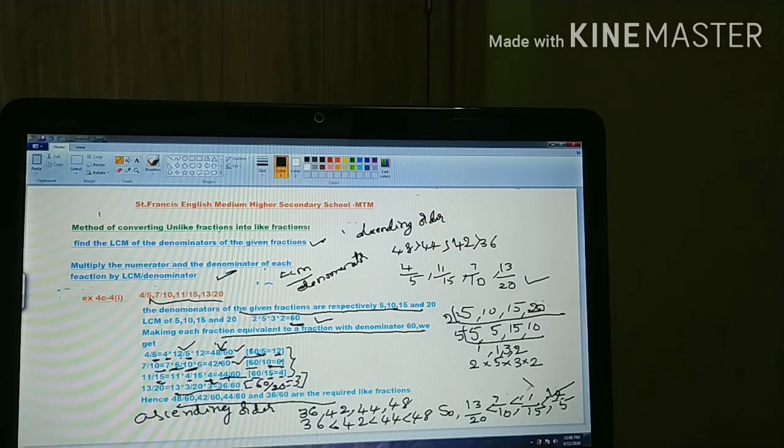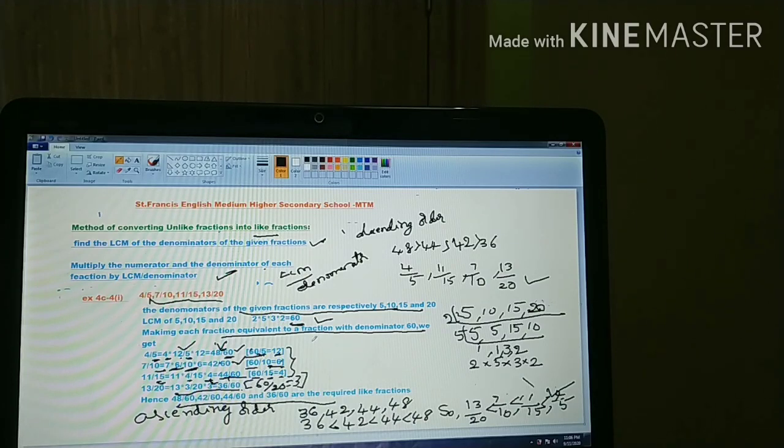So to find the ascending order or descending order of fractions, first you need to convert all the fractions into like fractions. After converting into like fractions, you have to arrange them in ascending or descending order, whichever they ask. Okay, understood this one? We will go for the next problem.